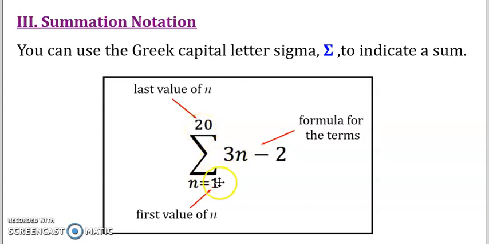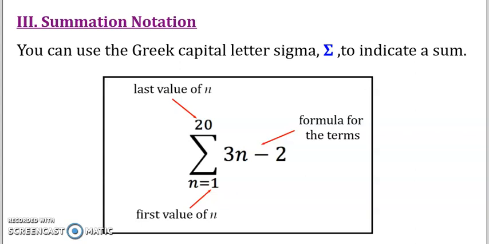If I want to find the first term, I just plug in 1 for here. If I want the 20th term, I'd plug in 20 for here. So I have the explicit formula. Where am I starting counting? Where am I ending counting? And then this sigma just says, hey, take all those values and add them together.